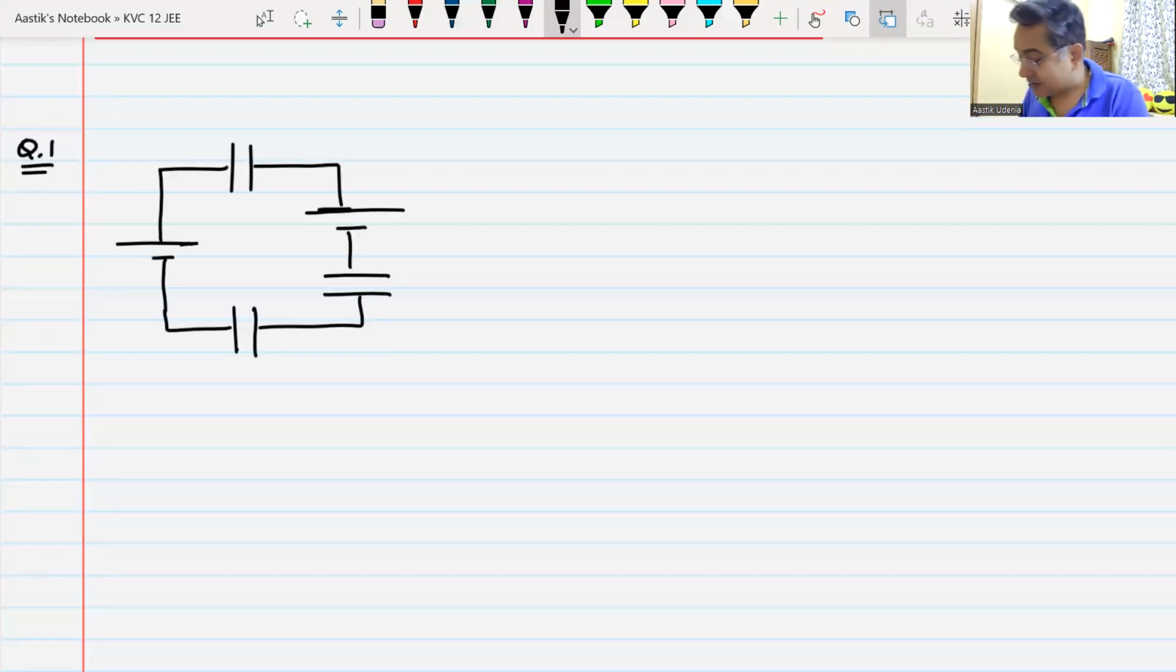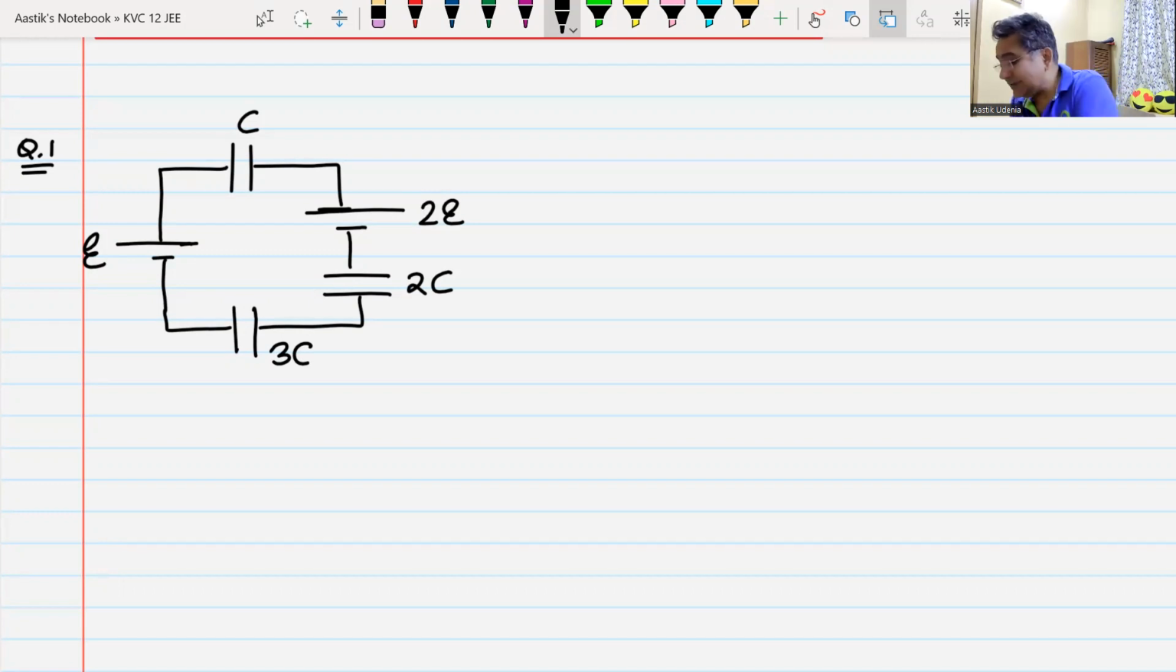And you must understand that there are infinite number of questions possible because I can make infinite circuits and we don't have infinite time. Let us say that the battery voltage is E, this one is C, this is 2E, this is 2C, and this is 3C. And the question is pretty simple. Find out the charges appearing on all the capacitors. Initially, all the capacitors are uncharged. I'll give you 2 minutes to show your talents.